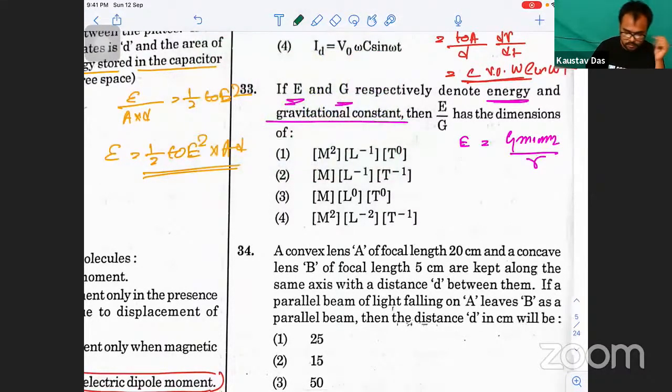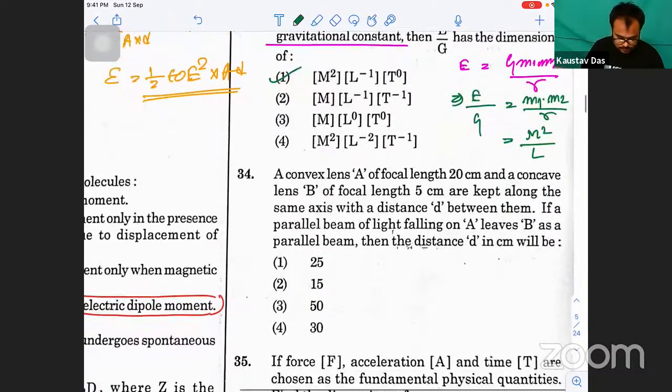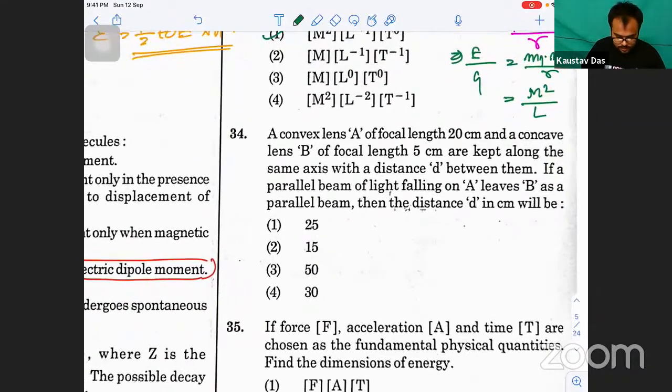So you know the formula E equals G m1 m2 by R. From there you can directly find E by G, which is m1 multiplied by m2 divided by R. Now this is mass square divided by length, so M square L to the power minus 1 actually. So here we have option number 1 as my correct answer. This type of question you have to understand.